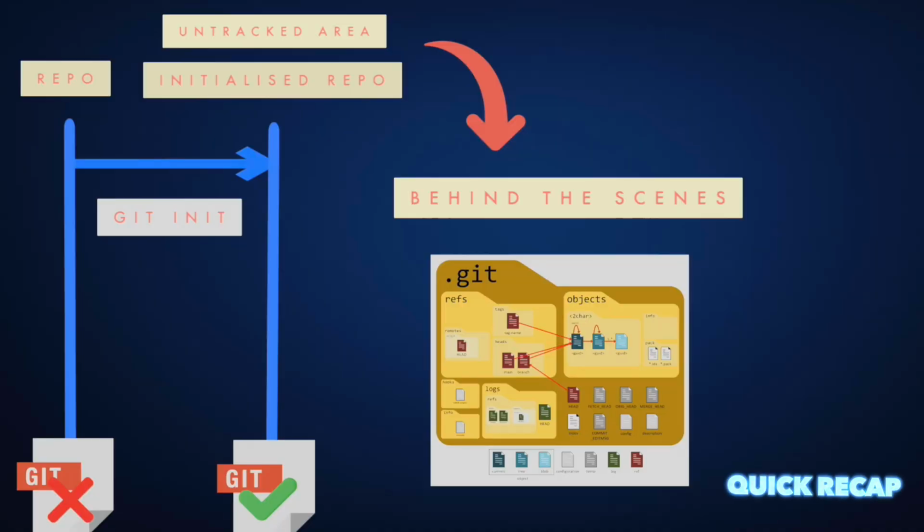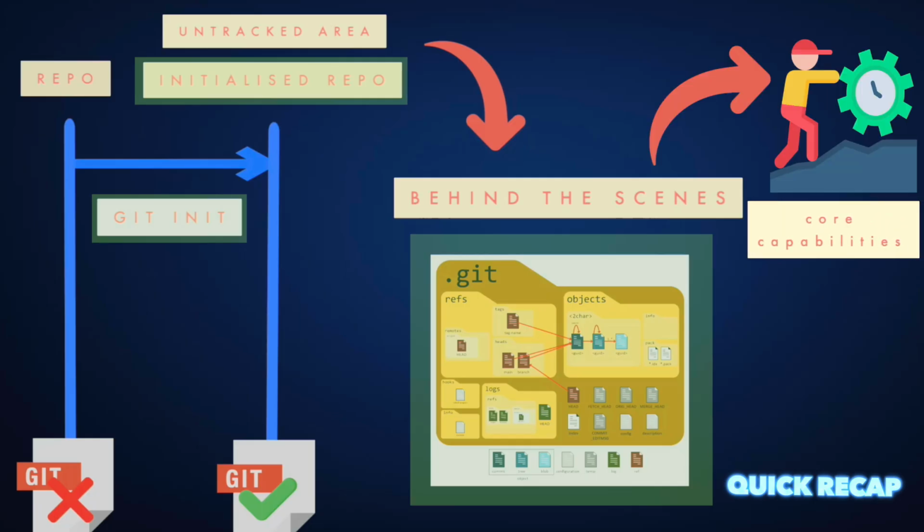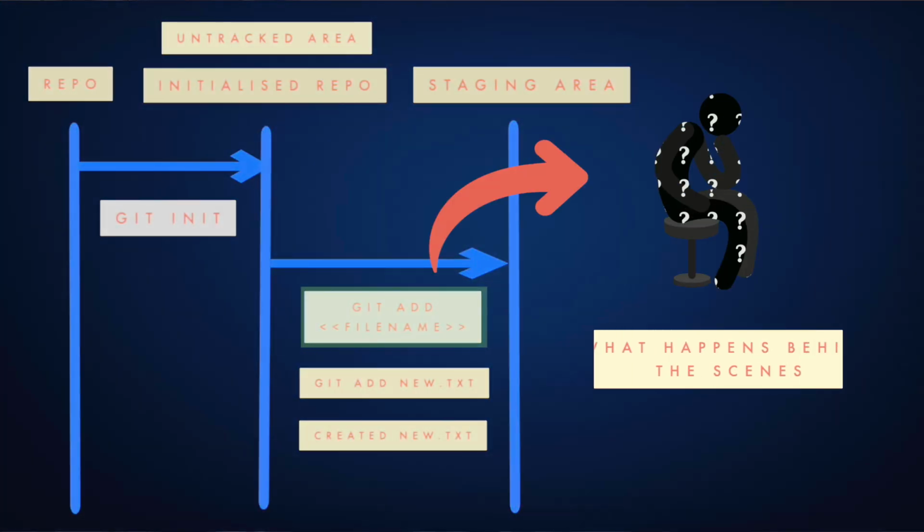So quick recap. In our previous lecture, we have seen that whenever we run a git init command, a repo got initialized, right? And in that initialized repo, a .git directory got created. And this directory is a very magical directory because it gives Git all its core capabilities, right?